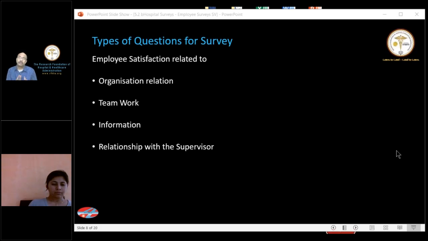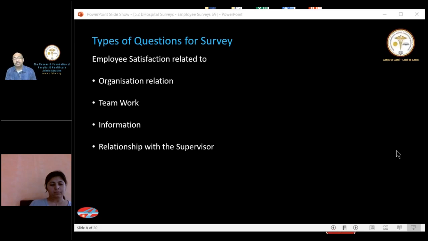So if your survey is directed towards finding out the training needs, and about which professional programs should be organized, then the questions have to be asked accordingly. The questions can be about the relationship that the employee has with the hospital or the organization. So you could have the organizational relationship questions, where you can talk about the working conditions, the service conditions, the benefits, the perks, and various other things.